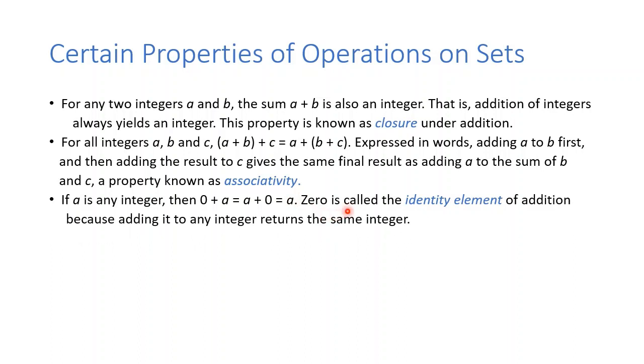In addition, you may find that 0 does not have any effect when added to any element, meaning it does not change the value of any element. 0 plus any integer is equal to any integer plus 0, which is equal to that particular integer itself. So this element which has this property is called the identity element. So 0 is the identity element for addition.